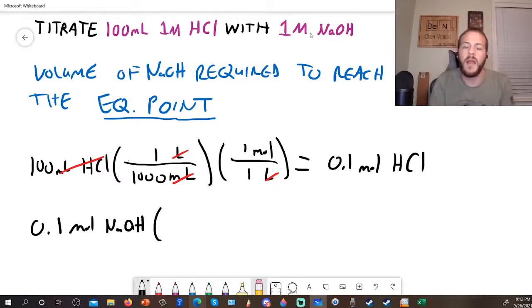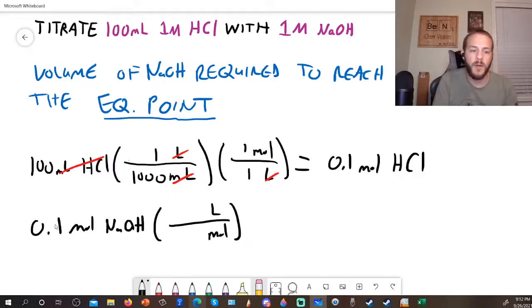So given that our concentration of sodium hydroxide is 1 molar, right? What volume of that solution do we need to equate to 0.1 moles of sodium hydroxide? Well, if we have 0.1 moles, we can convert that into liters quite easily using that molarity, right? So we're going to set up our conversion factor where we put moles on the bottom and we're going to put liters on the top, right?